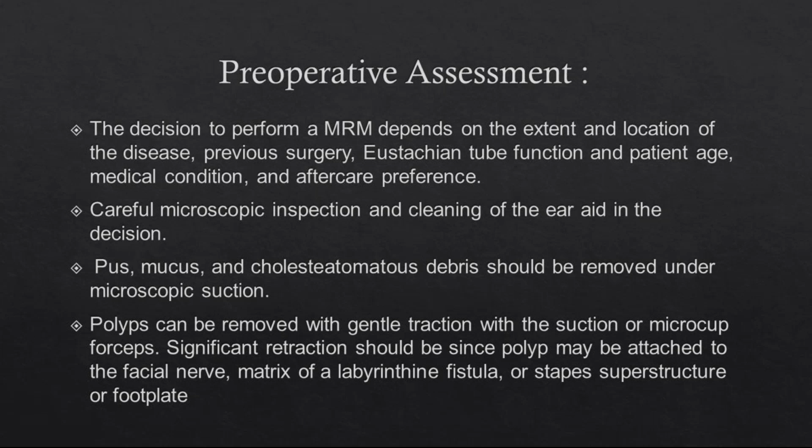What happens is because the discharge occurs so slowly and it dries up on the surface, slowly a crust-like thing appears, and over that the dust and debris form and then lead to formation of wax. So once wax is there, you have to take the wax out in order to have a good view. Sometimes after removal of wax, you can see the presence of a defect in the attic and presence of frank cholesteatoma. Pus, mucus, and cholesteatomatous debris should be removed under microscopic suction.